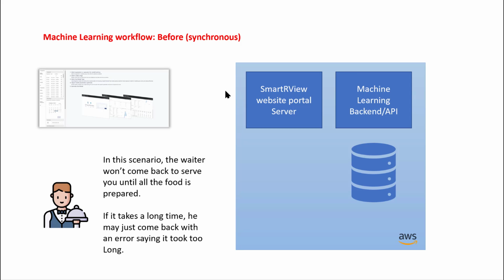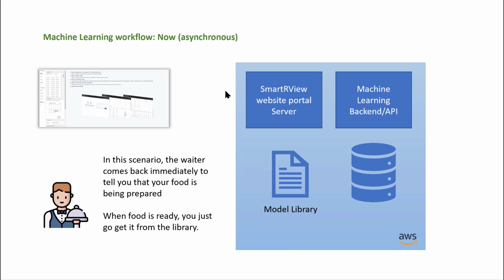Now with the asynchronous model, what we do is we place the order and the waiter comes back and tells you, hey, your food's being made. And then what's happening in the background is SmarterView is building your model, taking the time that it needs, building a big one if it needs to, a year or 500 trucks, doesn't matter. It kind of builds it in the background, and when it's done, it puts it in the model library.